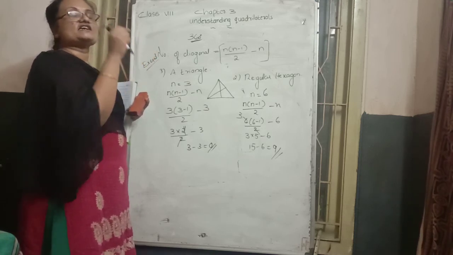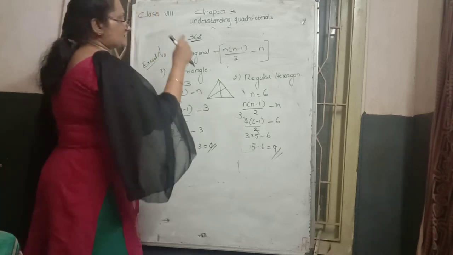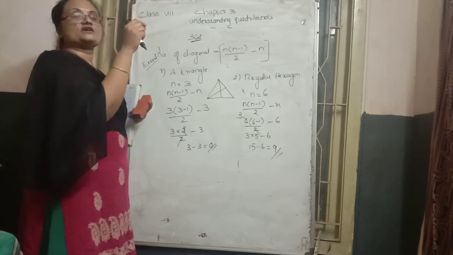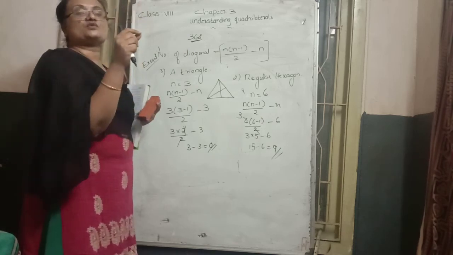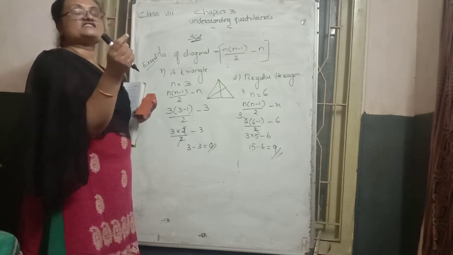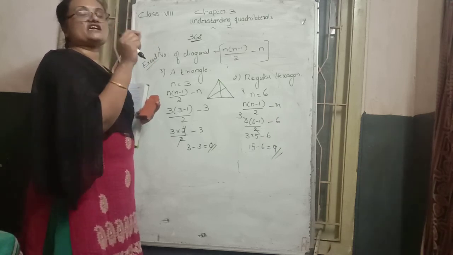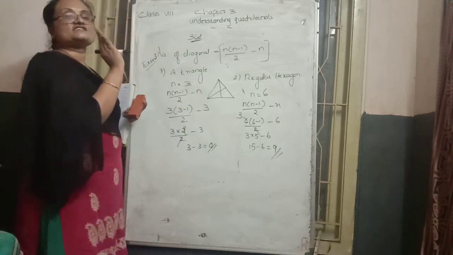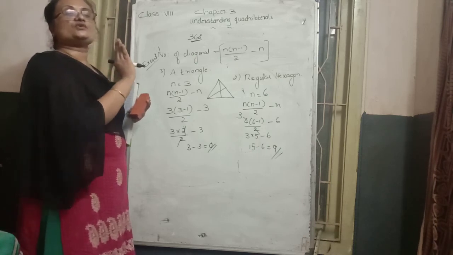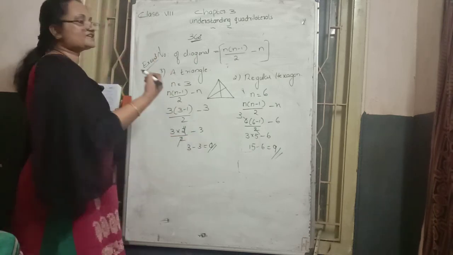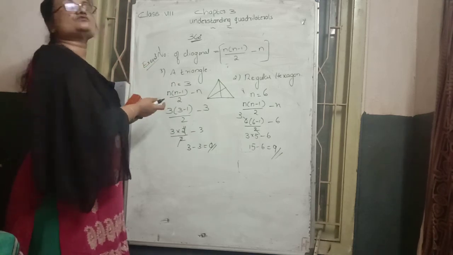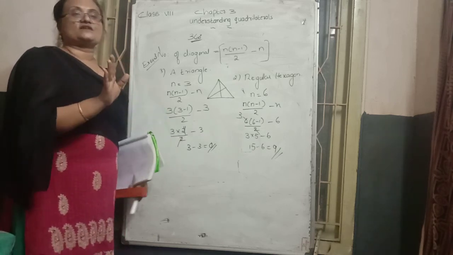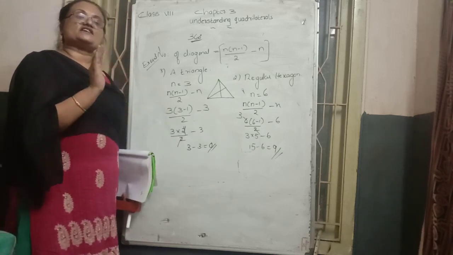Altitude means what? The vertex of a triangle is joined and a perpendicular is drawn to the opposite side, and we get an altitude. That is the difference between altitude and median. In the triangle case, we can't draw a diagonal. That is the meaning. So in a triangle, how many diagonals are there? Nothing, 0 means nothing is there. I hope you can understand this topic. Remaining topics we can discuss in the next class. Thank you.